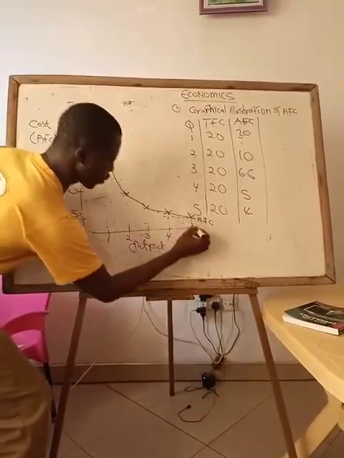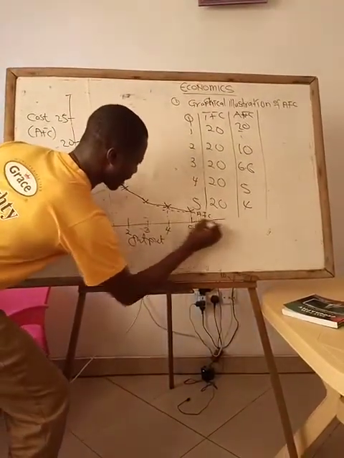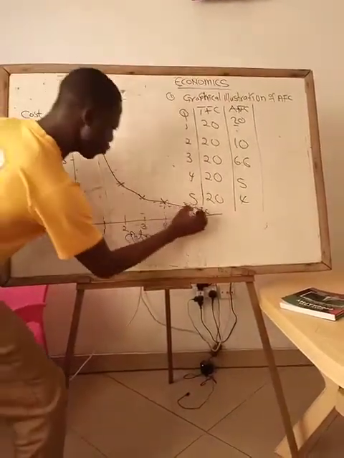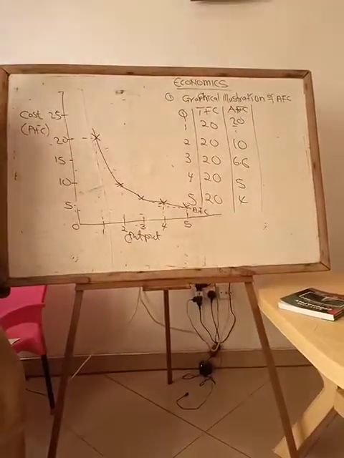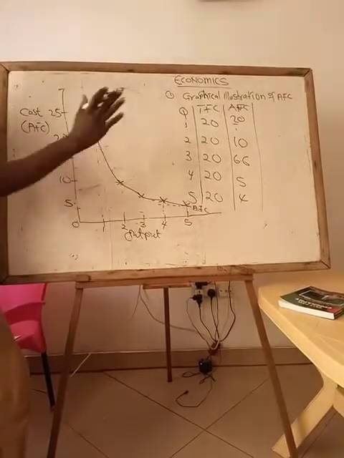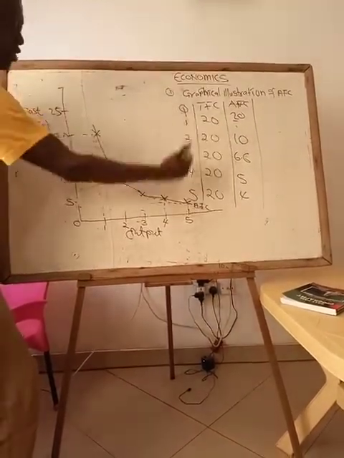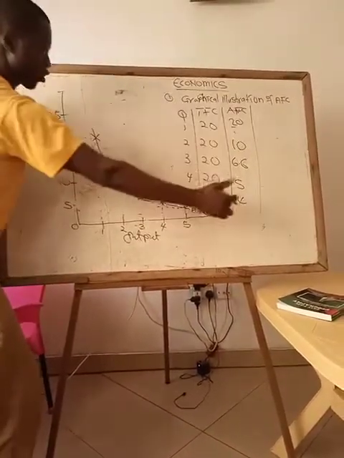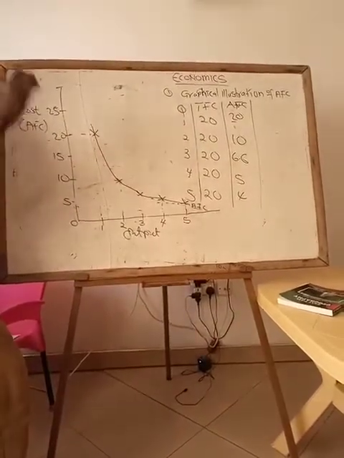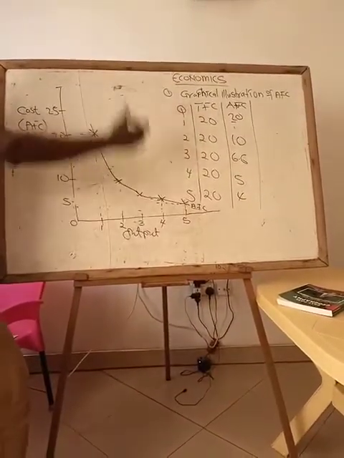But the issue is it will never cross this x-axis. It will never cross it. It might come close to it, but it will never cross it. So when you ask why it behaves this way, it's simply because a constant number, which is the total fixed cost, is being divided by an increasing variable or increasing number.